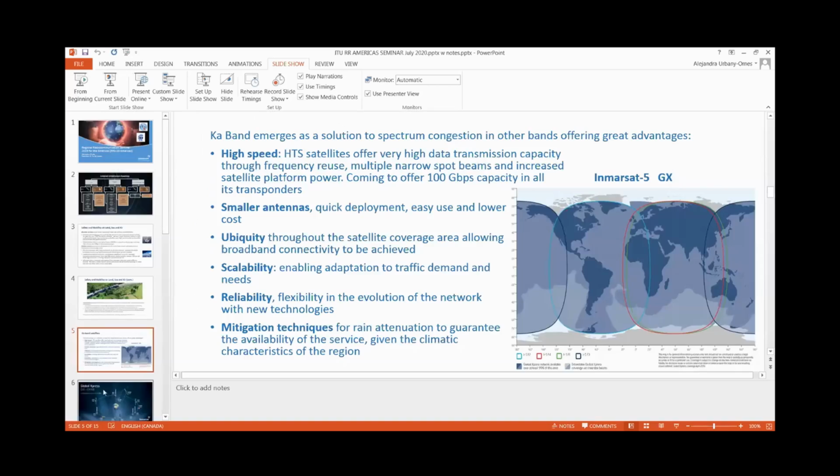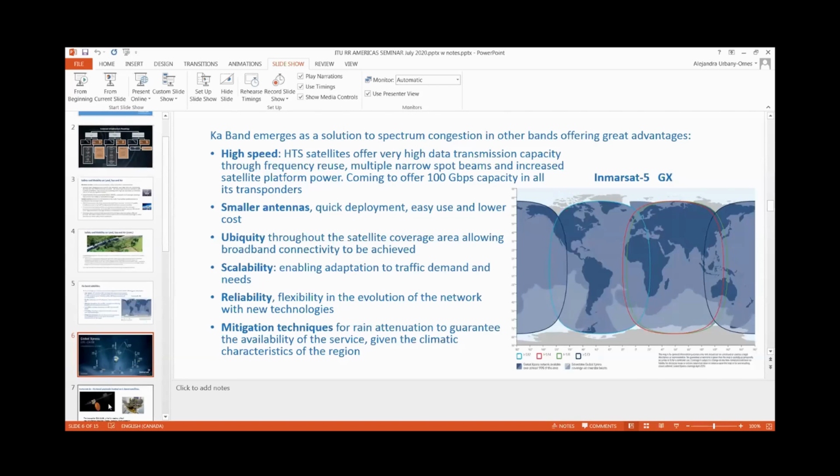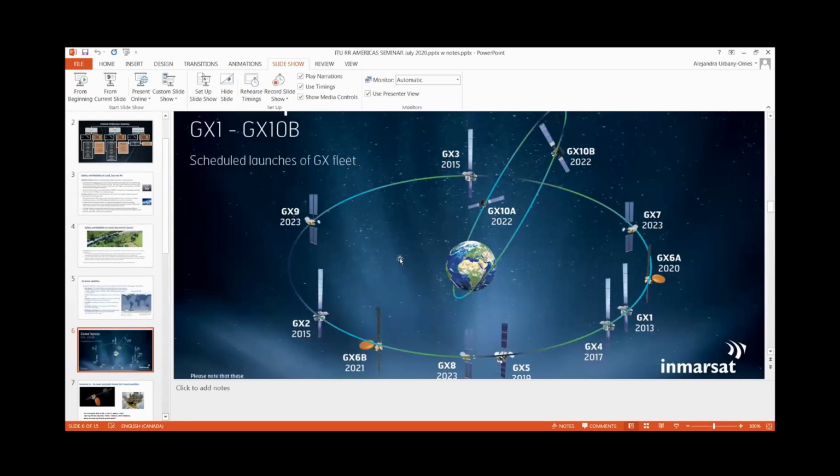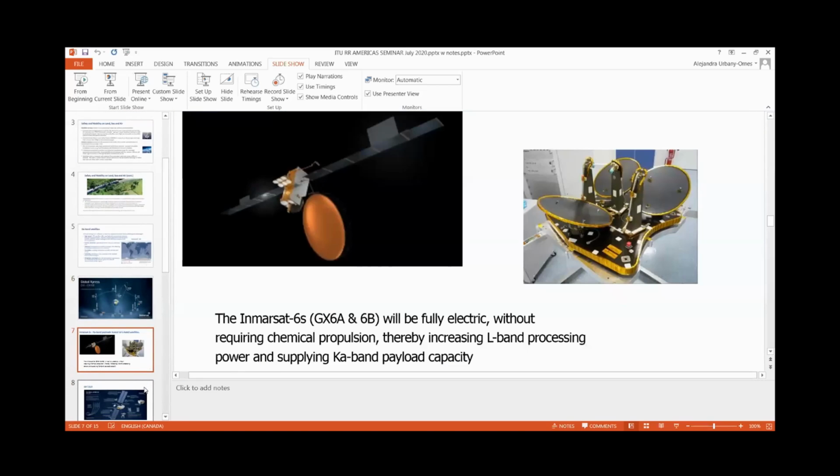This is why we're developing, and this is the schedule of launches for the Global Express fleet, which I'm going to show in the next slides. I don't want to go through this one. We have, for example, the Inmarsat 6A and 6B, which are going to be full electric, requiring chemical propulsion, increasing the L-band processing power, and supplying K-band payload capacity.